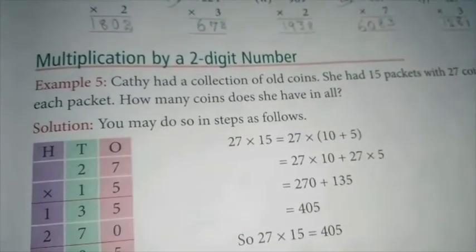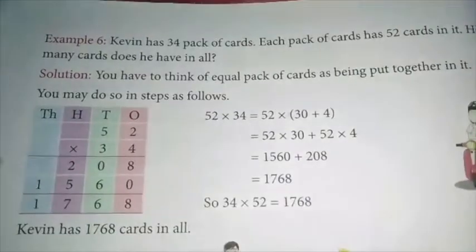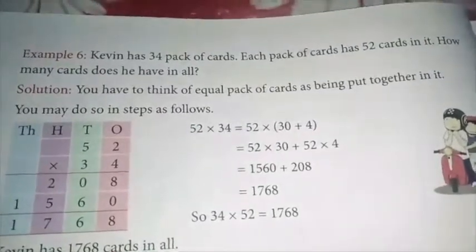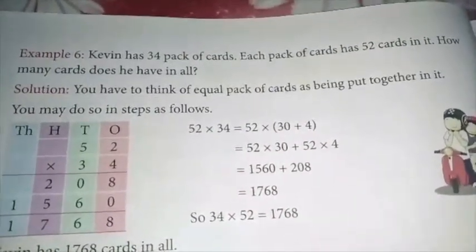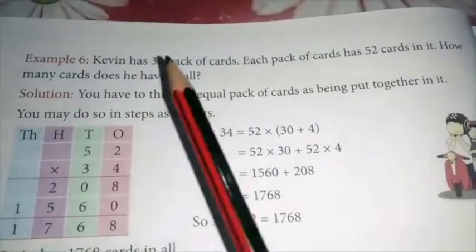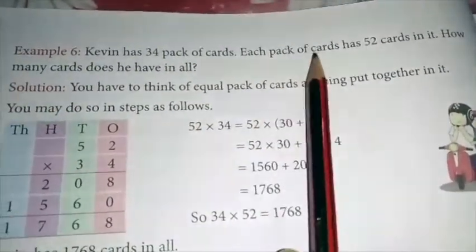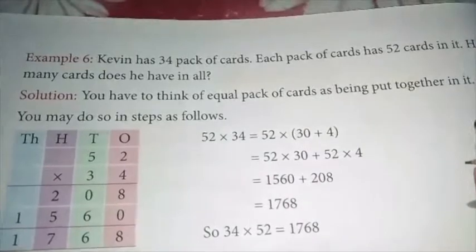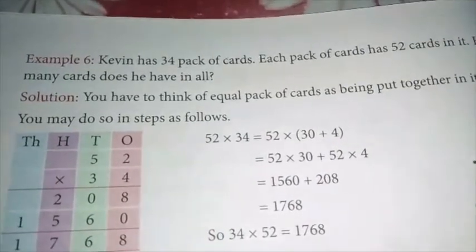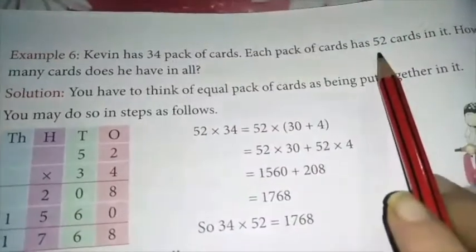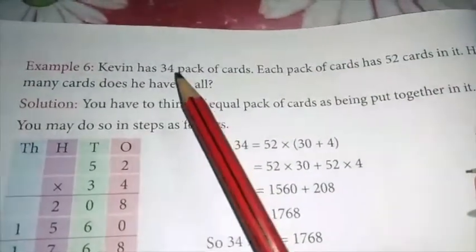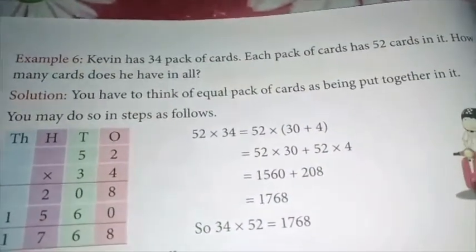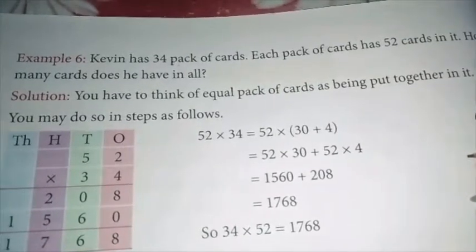Now the second part is multiplication by a two-digit number. Here is an example that says Kevin has 34 packs of cards. How many packs of cards does he have? He has 34. And each pack of cards has 52 cards. You know this or not? One pack of cards has 52 cards in it. So each packet of cards will have 52 cards inside it, and he has 34 packets. Now, how many cards does he have in all? You have to calculate the total number of cards in 34 packets.